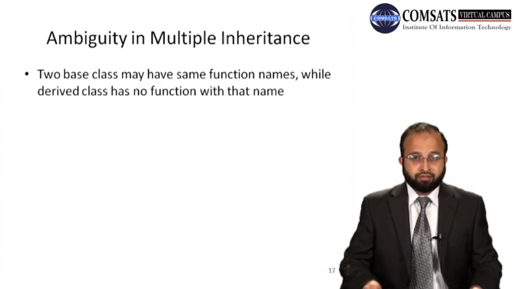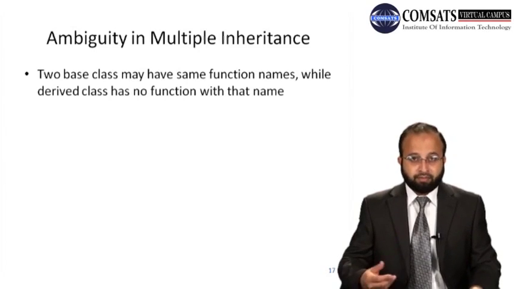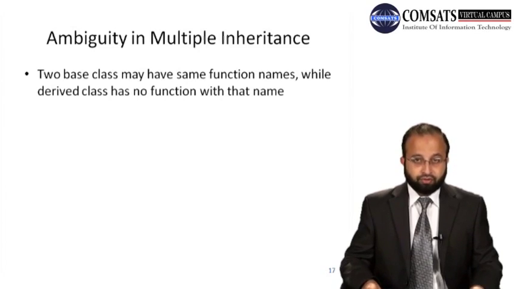So in this situation, if a derived class object calls a display function, which display function will be called? Either the type class display or the distance class display. So that is the confusion or ambiguity, and the compiler is not able to resolve it, and we should take care of that.